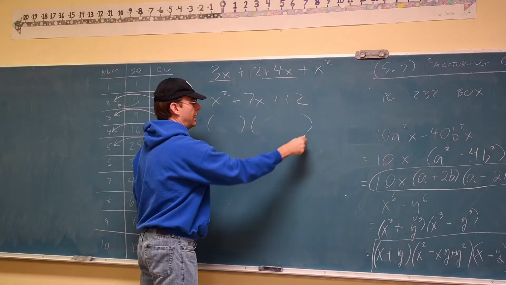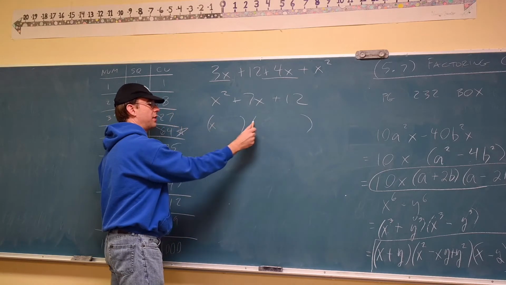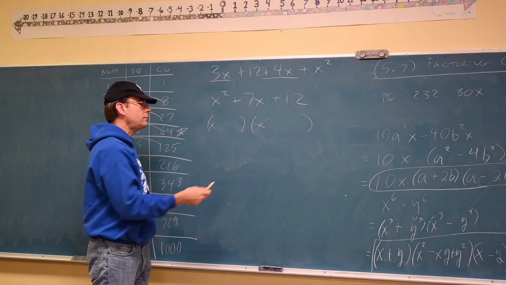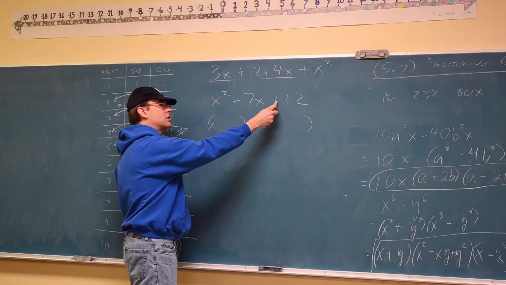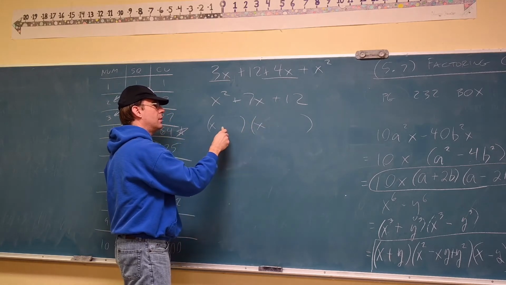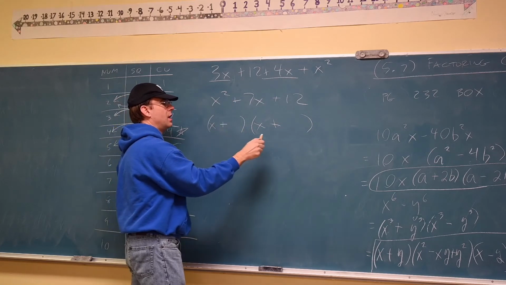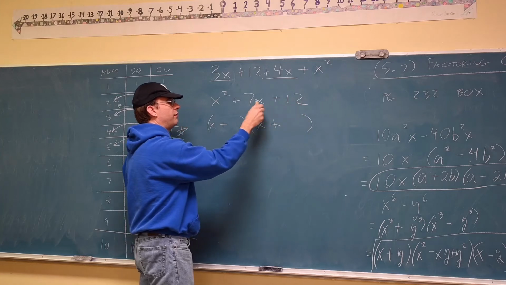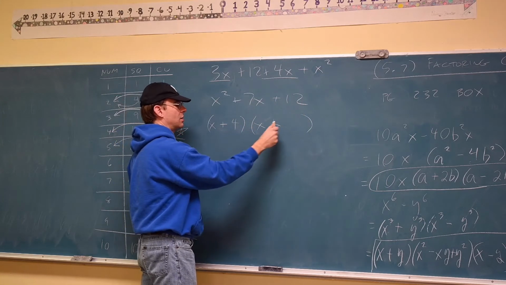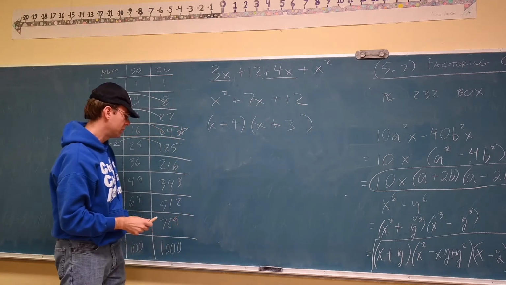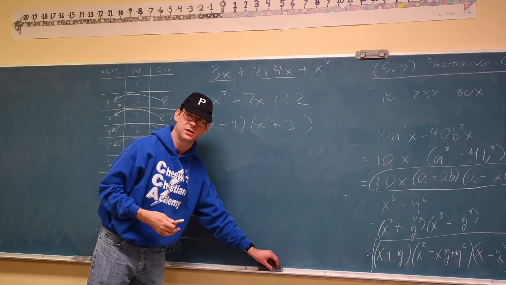Now we just unfoil it, by which I mean 2 sets of parentheses, x and x. We always look to this side first. If it's a plus, we go same as this. So plus, plus. And then we multiply to 12, but we try to add to 7. So 4 and 3 are the only numbers that do that. That's, I think, the easiest way to get that answer.